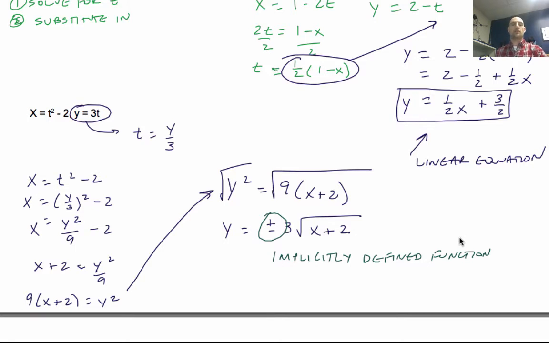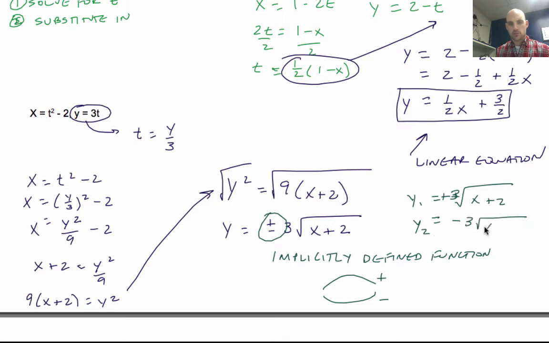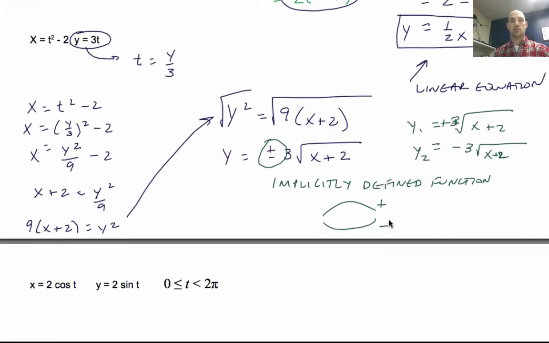Okay, so this implicitly defined function means it's going to have a top, it's going to have a bottom. This is going to be the plus equation, this is going to be the minus equation. Together, they make up the entire graph. Parametrics are cool because they take into account the fact that you can have everything. You don't have to have this implicitly defined function. So y1 would be equal to the positive square root, so positive 3 times the square root of x plus 2, and y2 would be the negative: negative 3 times the square root of x plus 2.